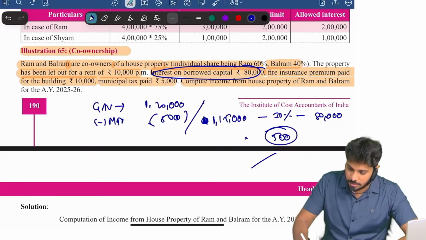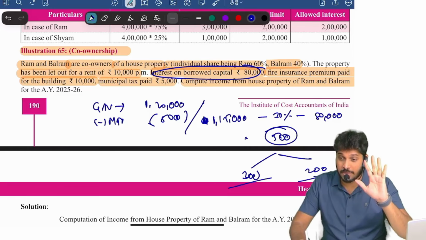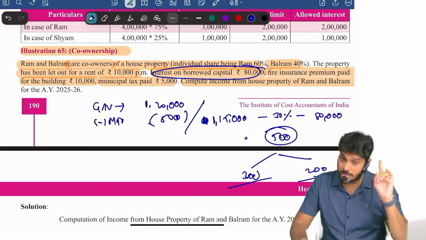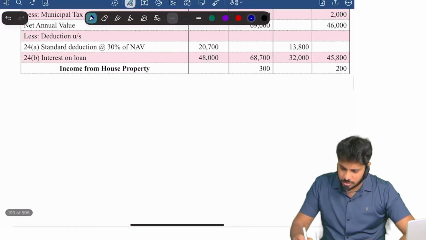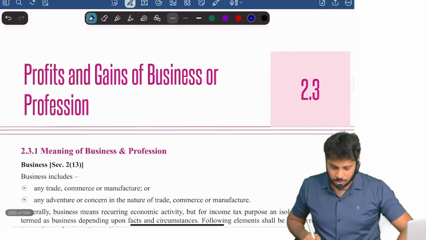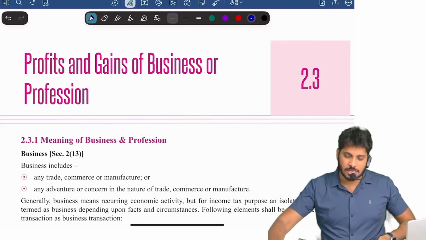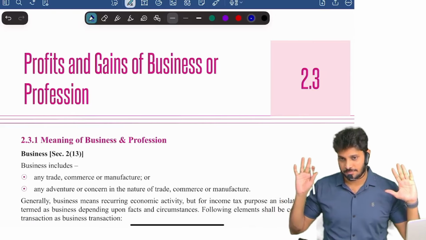So Ram's income is 60%, 300 rupees. Balaram's income is 200. Okay, actually for co-ownership in CA Inter the problem is very good. That is actually very good. Okay, co-ownership problem, that's very good. Good learning is there in the CA Inter book, which I already covered in the class. Okay, very good. Over. That's it. House property problems are over. Except some initial 3-4 questions and one or two, all the rest of the questions had amazing points we learned. Okay, that's it.